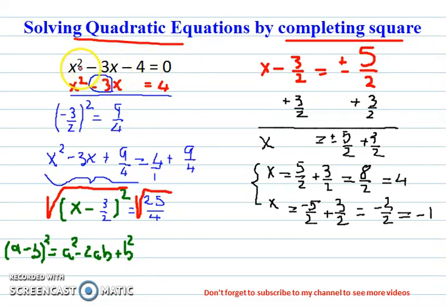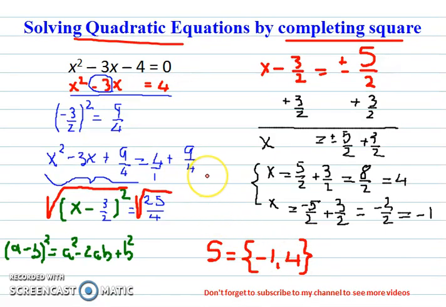If you replace x by negative 1, negative 1 to the power 2 is 1. 3 times negative 1 is negative 3, and you already have a negative here, so it will be 1 plus 3 is 4. 4 minus 4 is 0. So both answers verify the equation. So the solutions to this quadratic equation are 4 and negative 1.